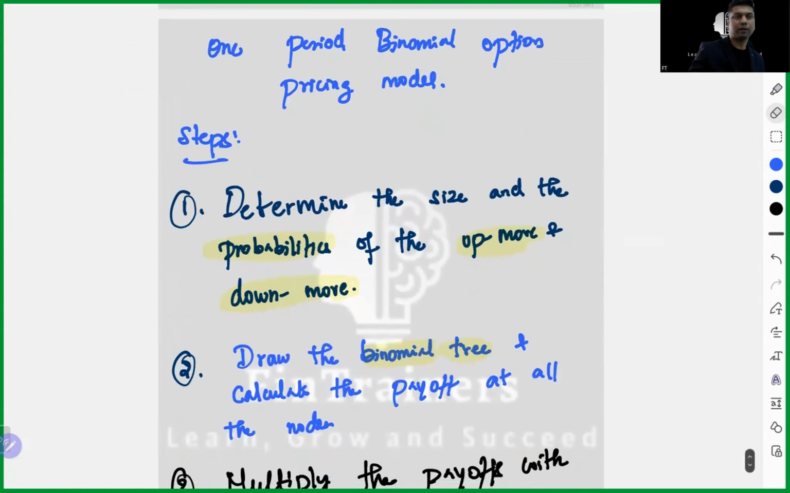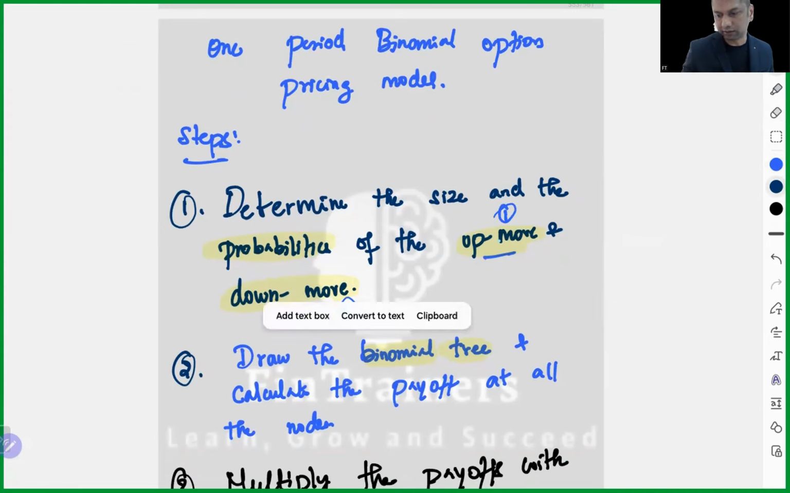Then, what is the probability? Once you have the up move and the down move, what is the probability of that up move and the probability of the down move? First thing is to do this part. This up move, down move is the first thing. Even in step 1, there is a sequence. First, figure out the up move and the down move, and then calculate the probability.